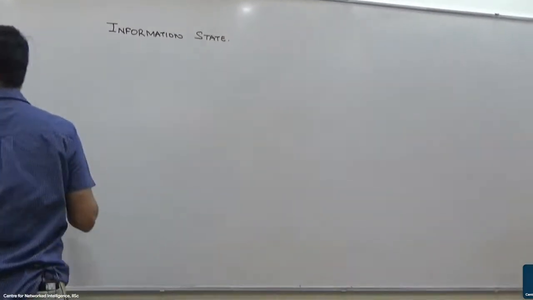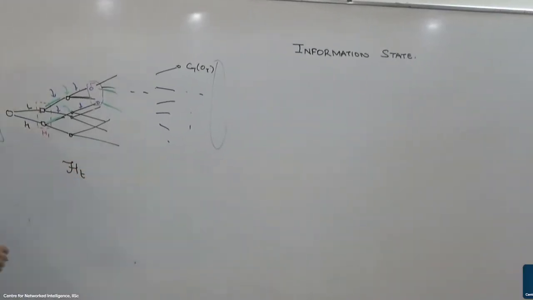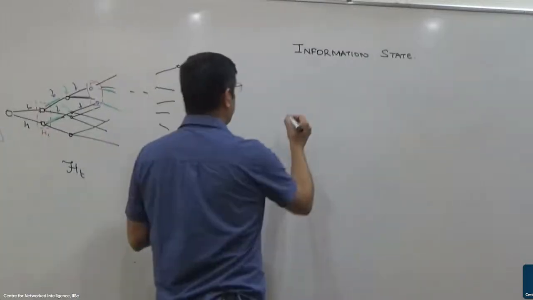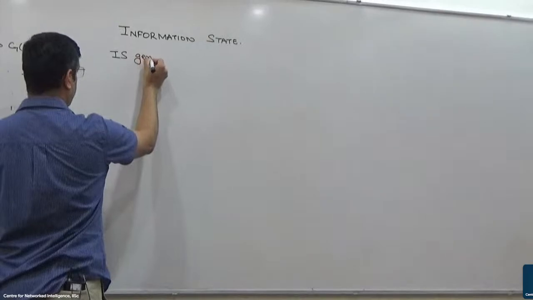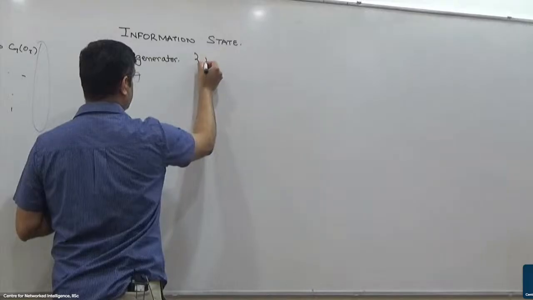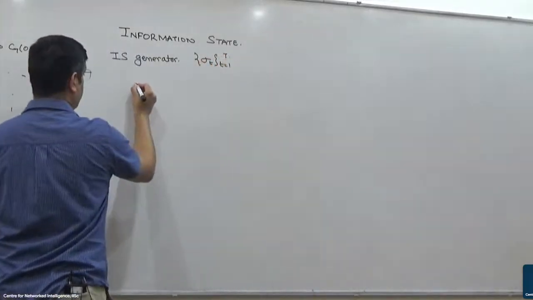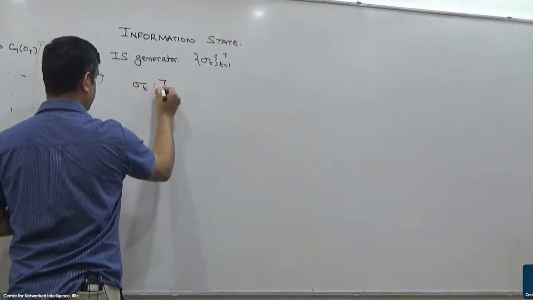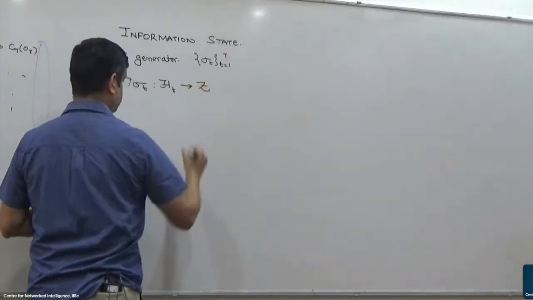And in all this, I am going to be using script HT to denote the set of all histories at time t. Okay. So, I am going to say that I have an information state generator. This is a collection of functions sigma t, where sigma t maps the history at time t to some space.